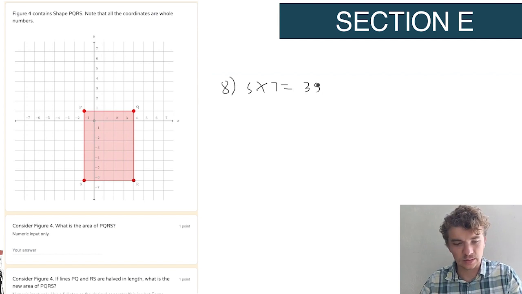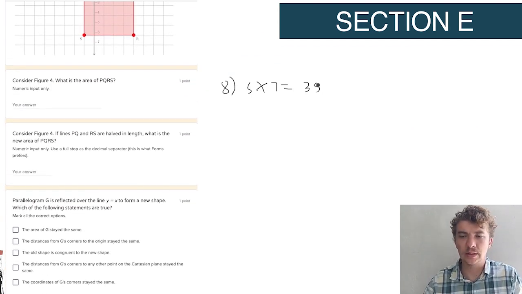35 units squared. Next question. Consider figure 4. If lines PQ and RS are halved in length, what is the new area of PQRS? So PQ and RS are the shorter two lengths over here. If they are halved, meaning it's still a rectangle, what is the new area?